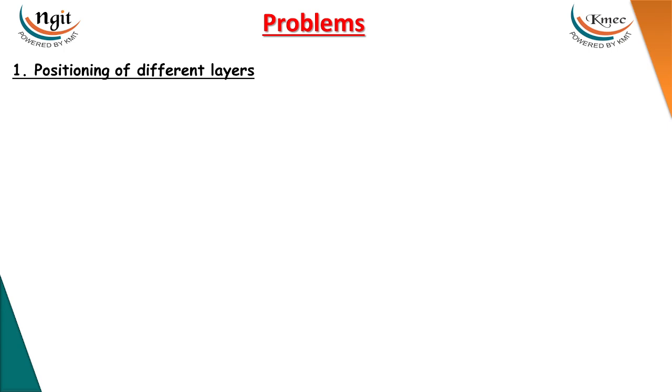The problem with layering: in the layered architecture, the biggest problem is where we need to place the layers. It is confirmed that the lowest level layer will be hardware and the top level layer will be your user interface. But the problem is, what about the intermediate layers?